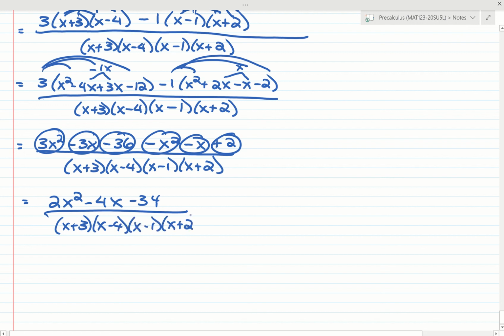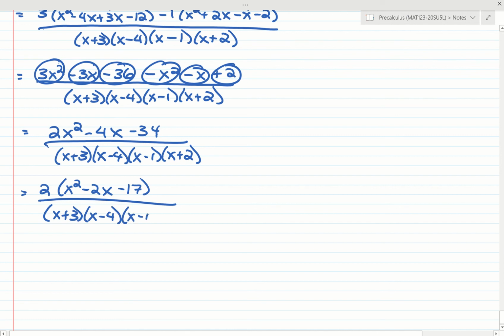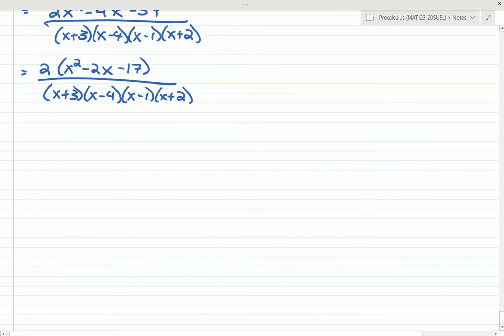We could actually factor out a GCF of 2 on top. And when it's all said and done, we always want to look to see if we could cancel anything. Now, factors of 17. 17 is a prime number, so we're all done. That would be what the final answer is. Okay. We have a couple more problems, and they're similar.